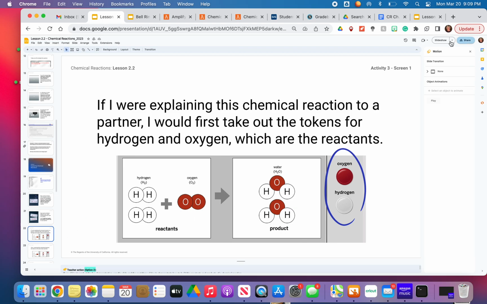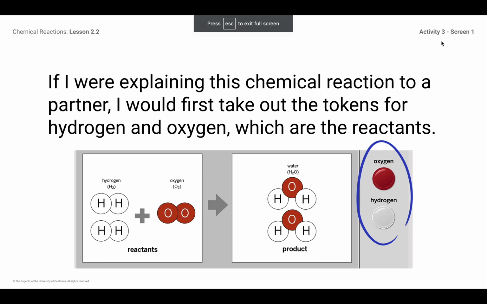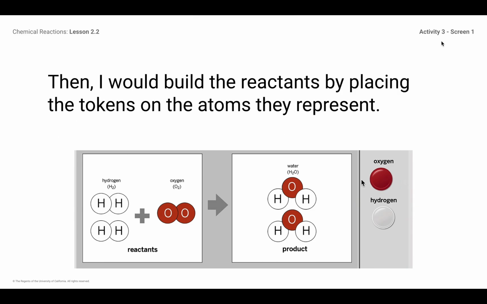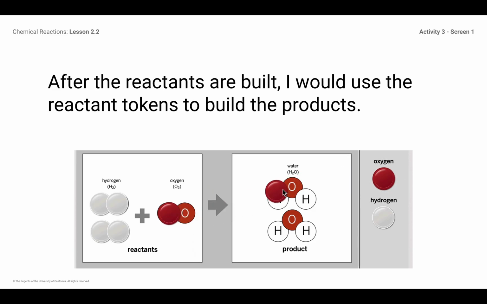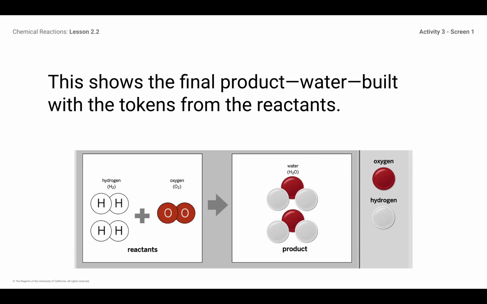And then I would build the reactants by placing the tokens on the atoms that they represent. So just go ahead and lay those tokens on top. And then I would talk about how in order for the reactants to go through a chemical reaction and become a product, they would have to break apart, they have to rearrange to form these new molecules. Okay, so hopefully you understand what we did with the tokens there. So this shows the final product, which is water, built with the tokens from the reactants.